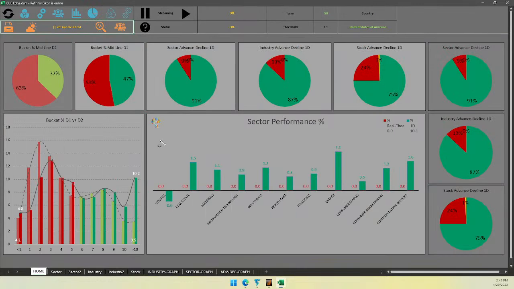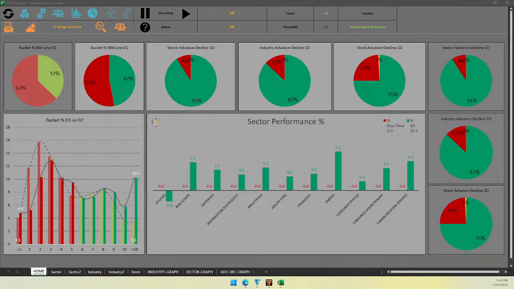Is it overbought? That answer comes from bucket analysis. The percentage of stocks in the uppermost bucket is at 10%, far below the 30-40% level. So it is not overbought, so we can buy. QH is also telling that we can buy.